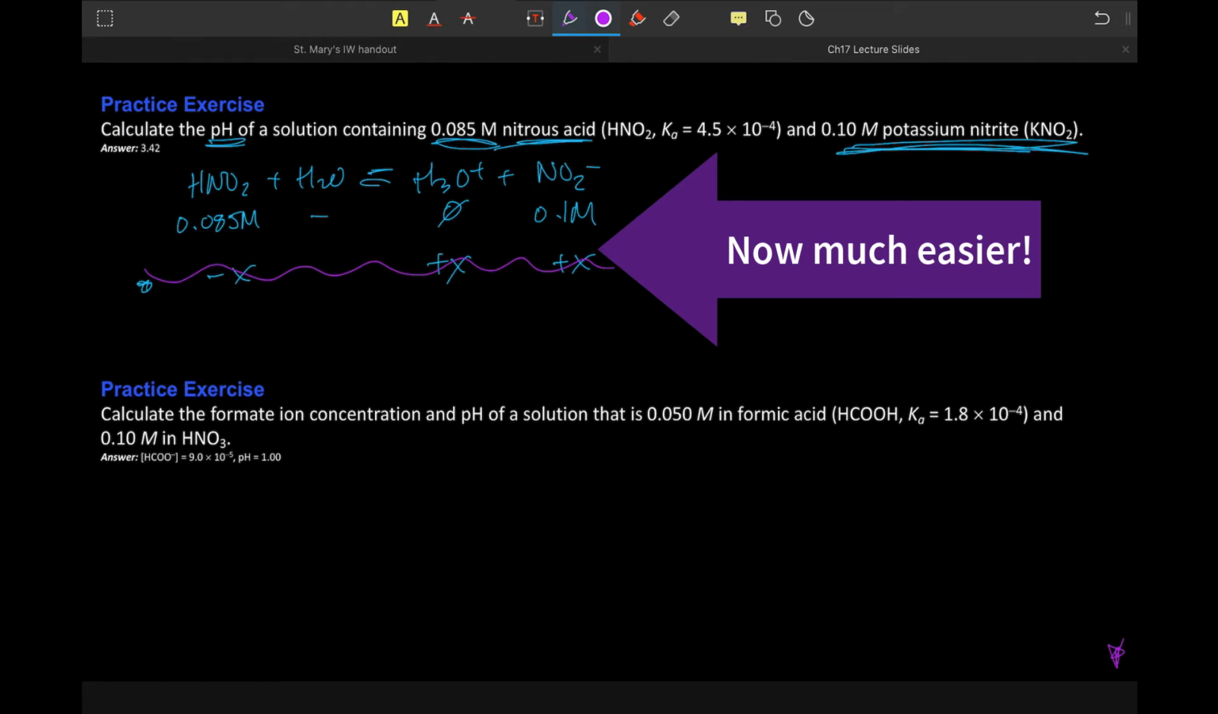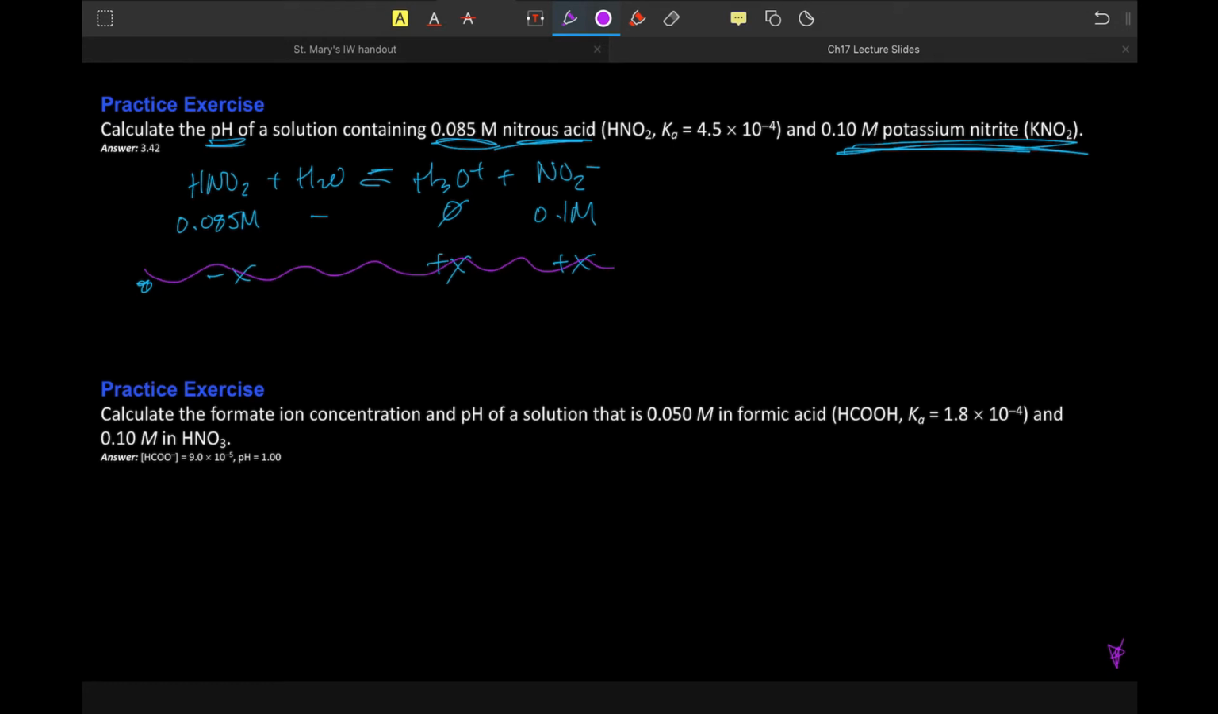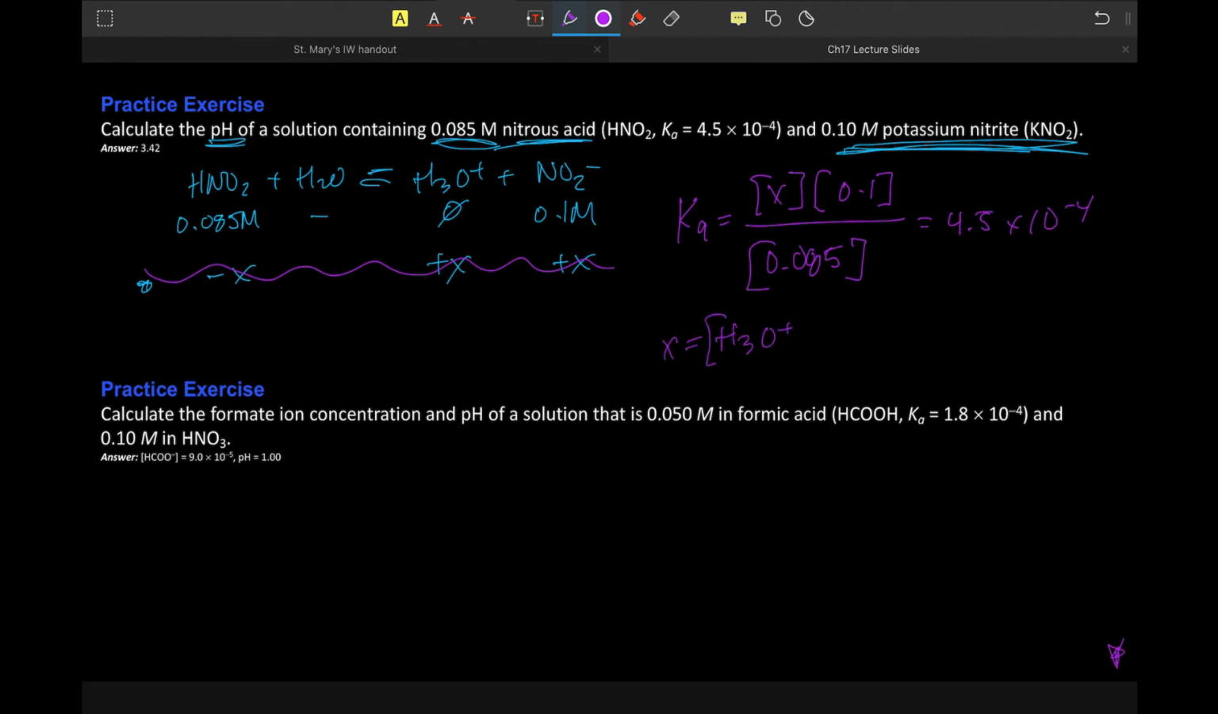Instead, we can just go straight into my K expression and plug stuff in. So we plug in an x for my hydronium ion, 0.1 molar there, and 0.085 molar down here, and all that is going to equal 4.5 times 10 to the negative fourth. I would solve for my x. X equals my hydronium ion concentration, which then means I would just take the negative log of that to solve for the pH. Does that make sense?